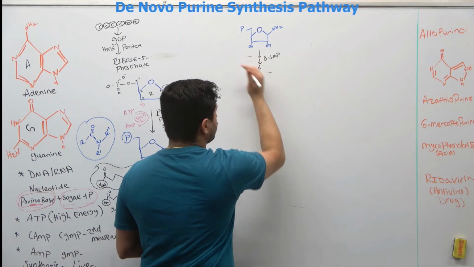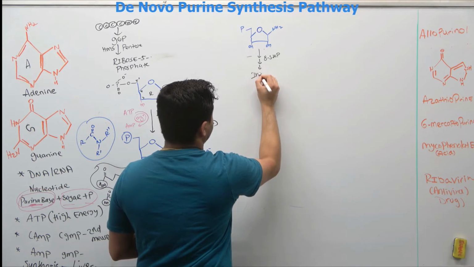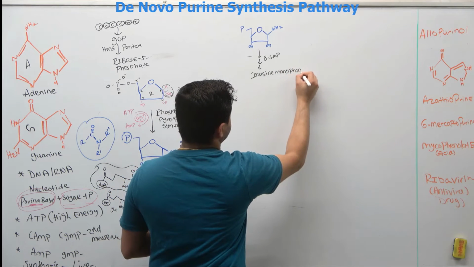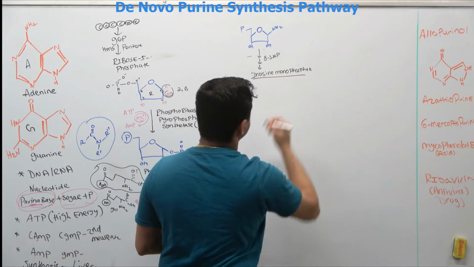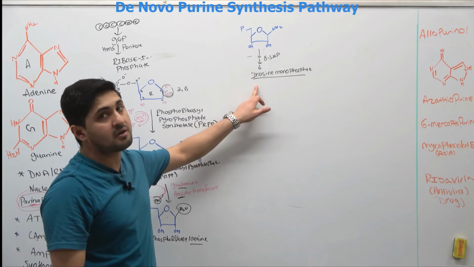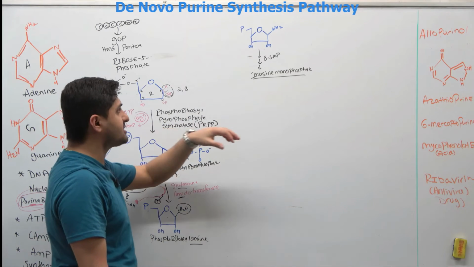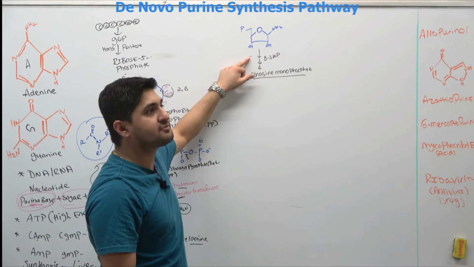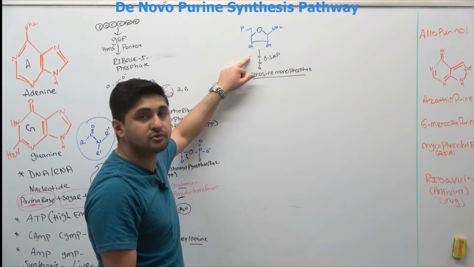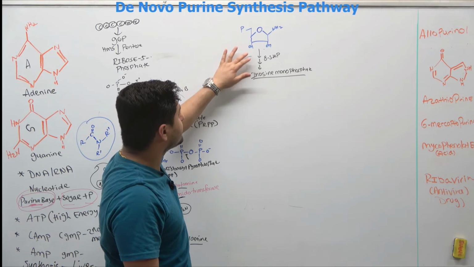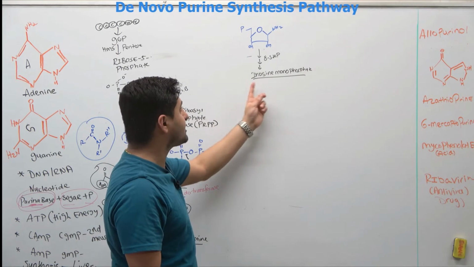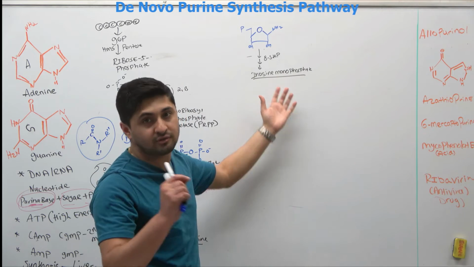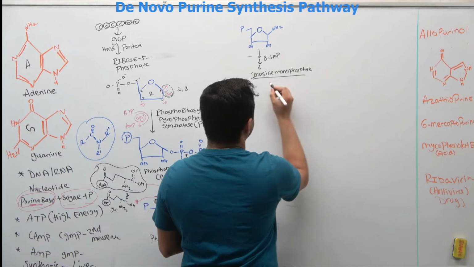I'll write it down big. The ultimate result is they're going to make something called inosine monophosphate. That's the compound they're going to ultimately make. Now, do you have to remember the 8 steps? No, because it's very complicated, and I myself do not know it either. Just know that a lot of stuff goes on, and the ultimate result is inosine monophosphate, which is the first nucleotide. This is an intermediate.